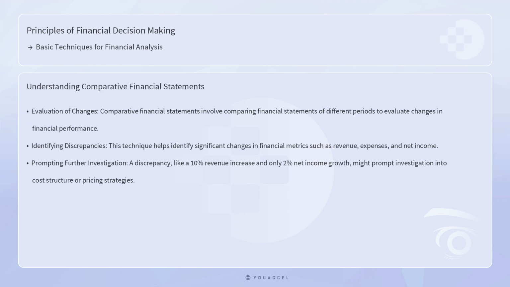Comparative financial statements involve comparing financial statements of different periods, typically the current year and the previous year, to evaluate changes in financial performance. This technique helps identify significant changes in financial metrics, such as revenue, expenses, and net income. For example, if a company's revenue increased by 10% from the previous year, while its net income only grew by 2%, this discrepancy might prompt further investigation into the company's cost structure or pricing strategies.